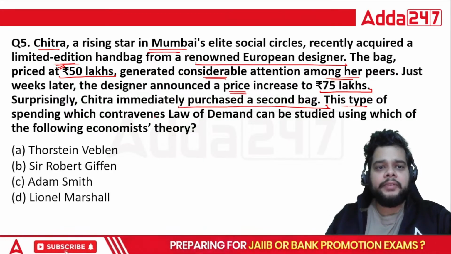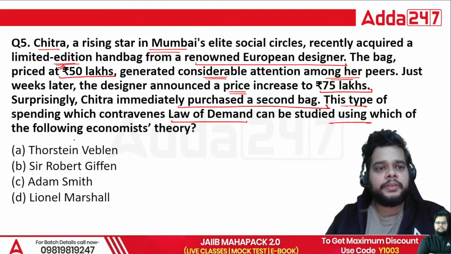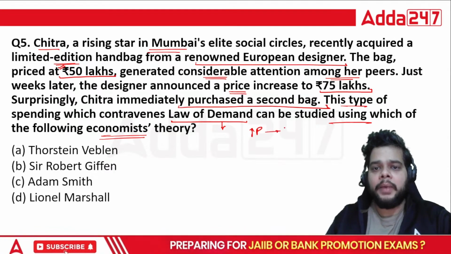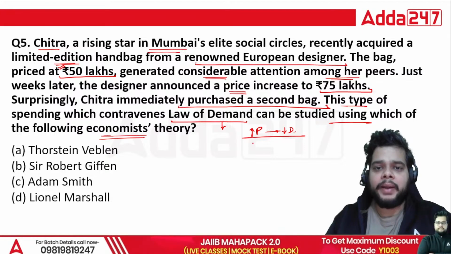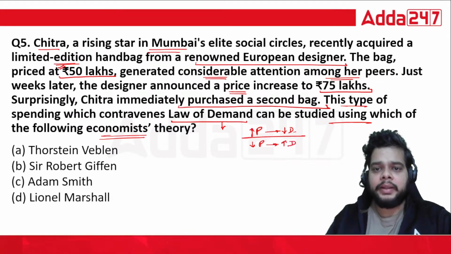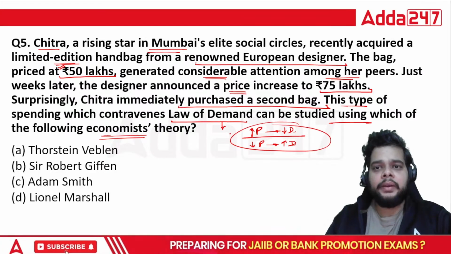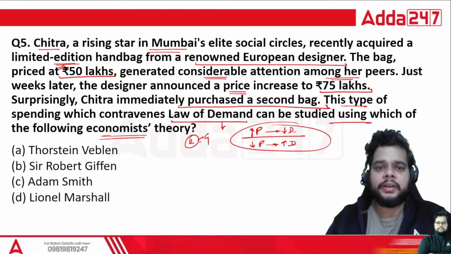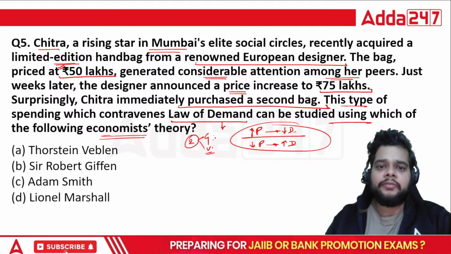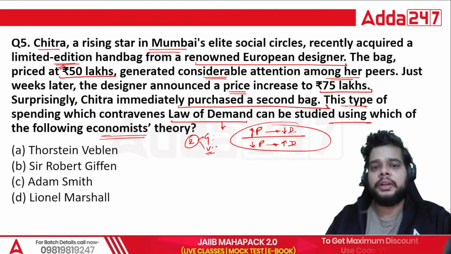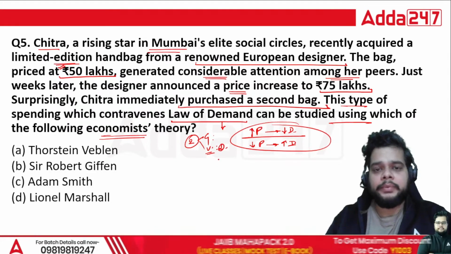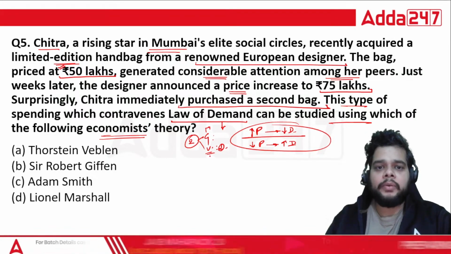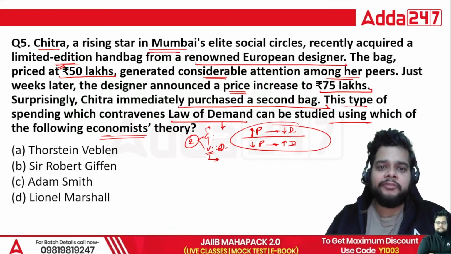This type of spending, which contravenes the law of demand, can be studied using which of the following economists' theory. So, law of demand states what? That whenever the prices rise, the demand becomes lower, and whenever the prices fall, the demand picks up. Okay, that is your law of demand in very simple terms. So, what is the exception to law of demand? We study that there are two types of exceptions. One, Giffen goods, another is Veblen goods. So Giffen goods are for the basic things, fine, the inferior goods. Veblen goods, on the other hand, talk about the luxury items. And Giffen goods was given by Robert Giffen.